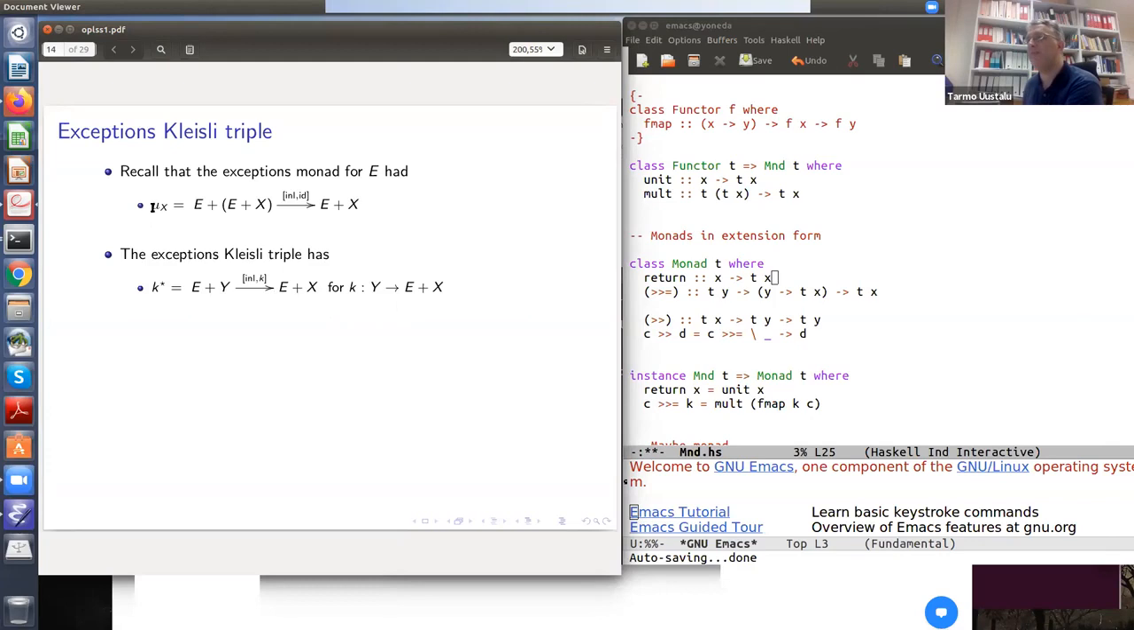Okay. So this was the definition of multiplication you saw before. Here we have to be able to transform functions like this into functions like this. And what is the difference between the two functions? One uses Y as the input, the other one uses E plus Y as the input. So there is the possibility that the previous computation that I'm sequencing with, that I'm appending my computation to, already raised an exception. Then that exception is propagated out. In the other case, we just behave as k.